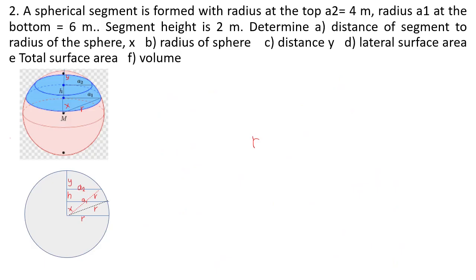A spherical segment is formed with a reduced top. Here, A2 is equal to 4 meters, then your A1 is 6 meters. So the radius here is unknown. Find the distance from this point up to the center of the sphere. Let that be x. Find the radius of the sphere r, the distance y from this point up to the top, the lateral surface area of the segment, the total surface area, then find the volume.